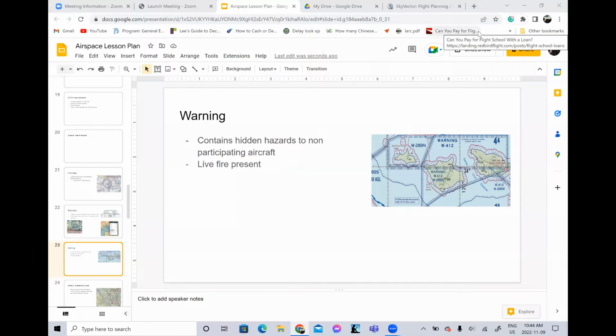All right, a warning area is an area that contains hidden hazards to non-participating aircraft. To our right here is an example of a warning area. What you usually find in there is live fire, as well as military operations. If you want to go through a warning area, you should talk to ATC first, and they'll tell you if there's any live fire taking place. If there is, you probably shouldn't go through there. I mention that last line because you are allowed to fly through a warning area, even if ATC tells you not to. At that point, you're on your own.